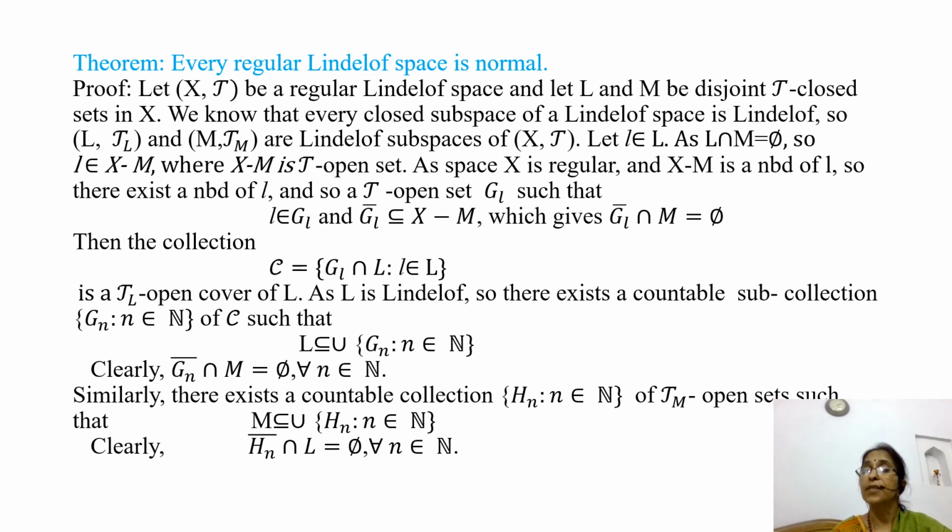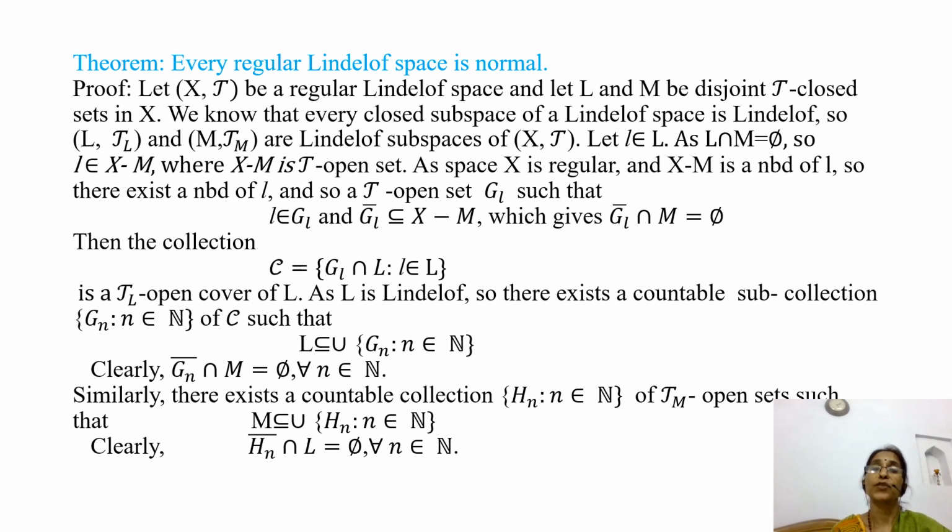And this is a neighborhood of L, so there exists a T-open set GL such that L belongs to GL and closure of GL is contained in X minus M. But then we have GL closure intersection M is phi, because GL closure is contained in the complement of M, so GL closure doesn't contain any element of M.